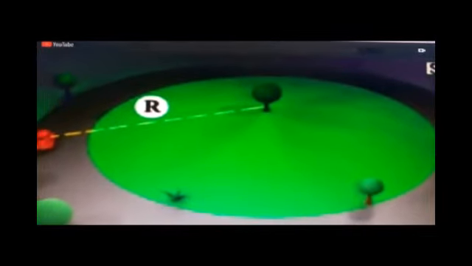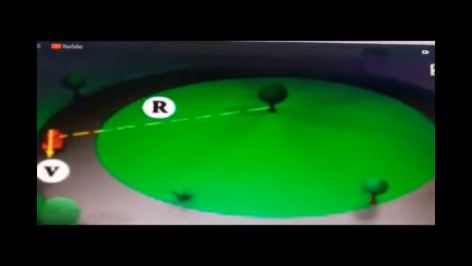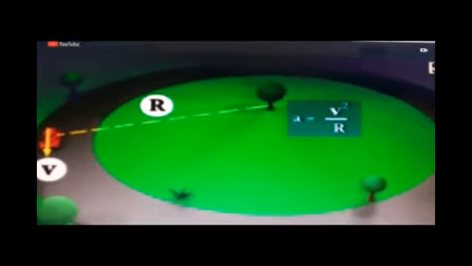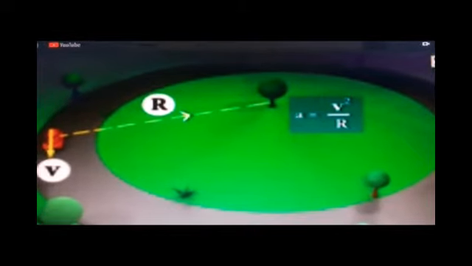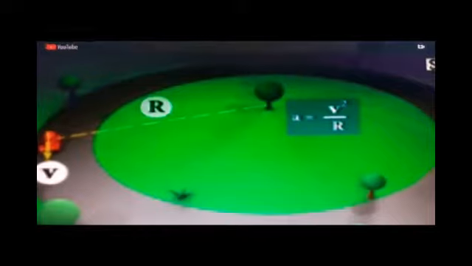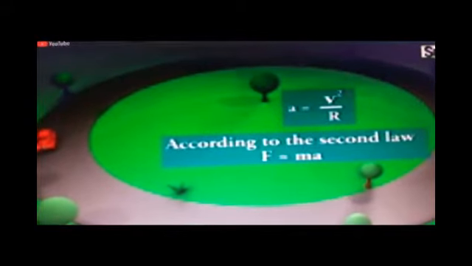Here we see a car revolving along a circular path with radius capital R and uniform velocity v. Now the acceleration acting on the particle is a equal to v squared upon r. According to Newton's second law, the force acting on a particle equals mass times acceleration. But here a equals v squared upon r, so the force F equals m v squared upon r.